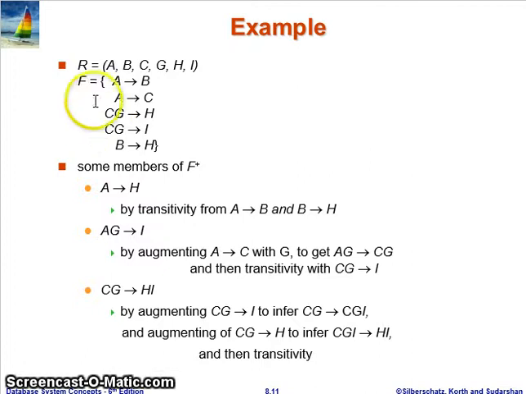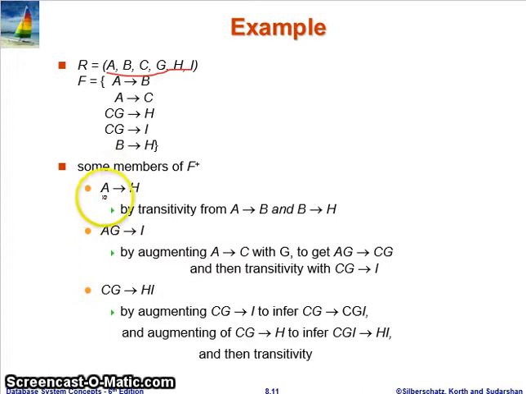Here's one example. Suppose there's a relation R with these six attributes A, B, C, G, H, I, and there is a given set of FDs: A functionally determines B, A determines C, CG determines H, CG determines I, and B determines H. With these given FDs, if we are able to derive other FDs, that set of FDs we will call the closure of that relation.